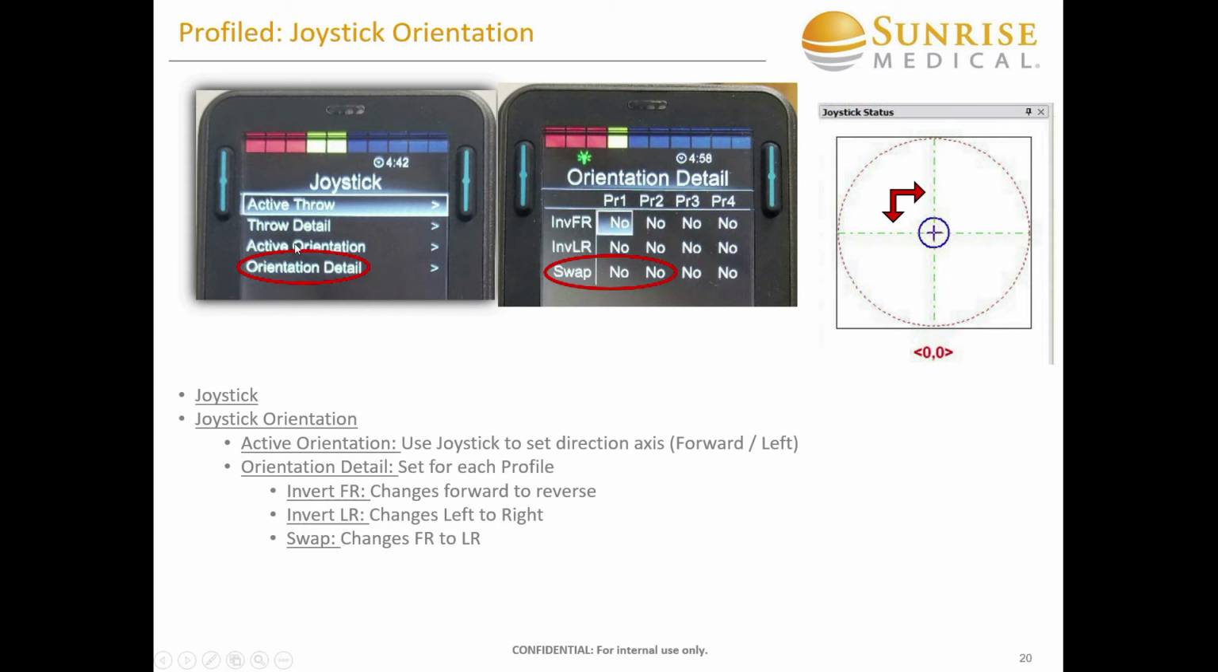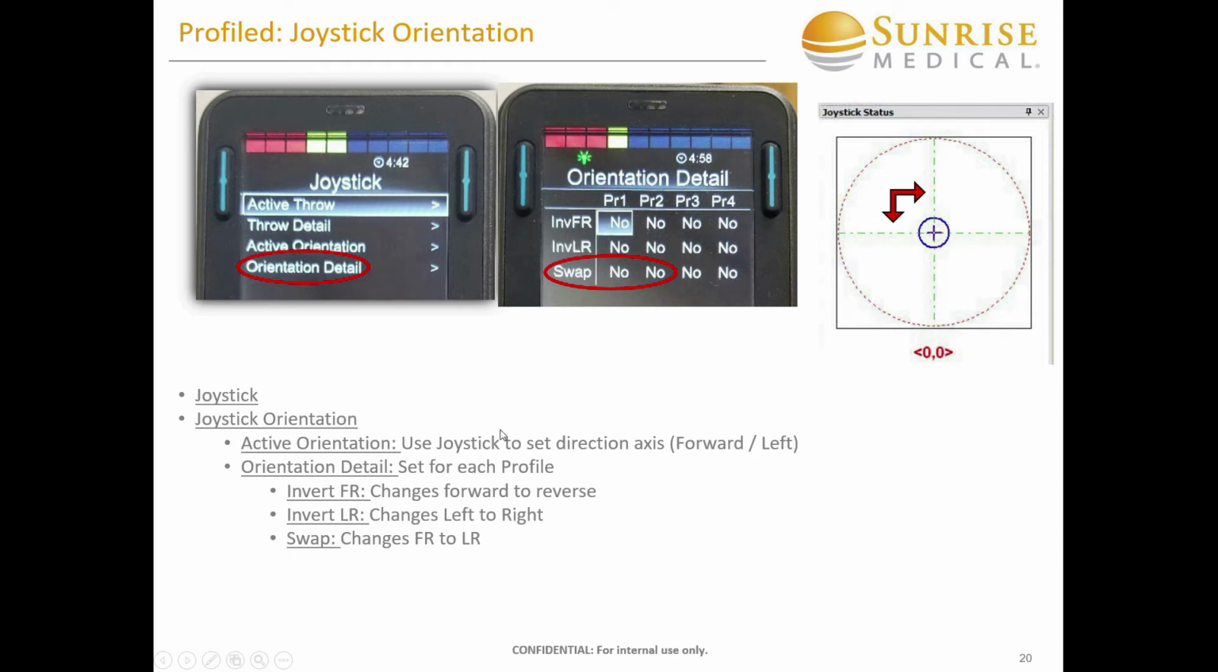You can do the same thing in the active orientation, but this one you actually have to set in 3 different settings. And so this is typically how you're going to do this. You're going to change the axis. So instead of just making forward reverse, and reverse forward, now I have the ability to make left and right actually be forward and reverse, and forward and reverse to be left and right.